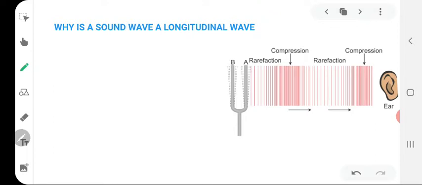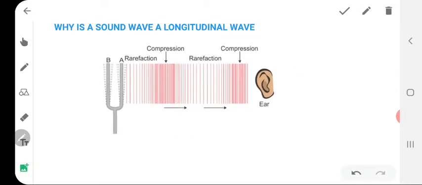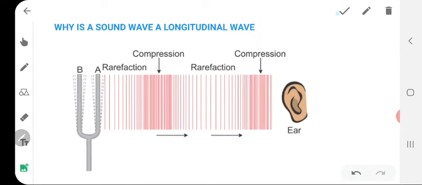Why sound wave is a longitudinal wave. Now for this we can take the example of a vibrating tuning fork. Now you can see in this picture, when a tuning fork is set into vibration, how the particles of the medium arrange themselves.